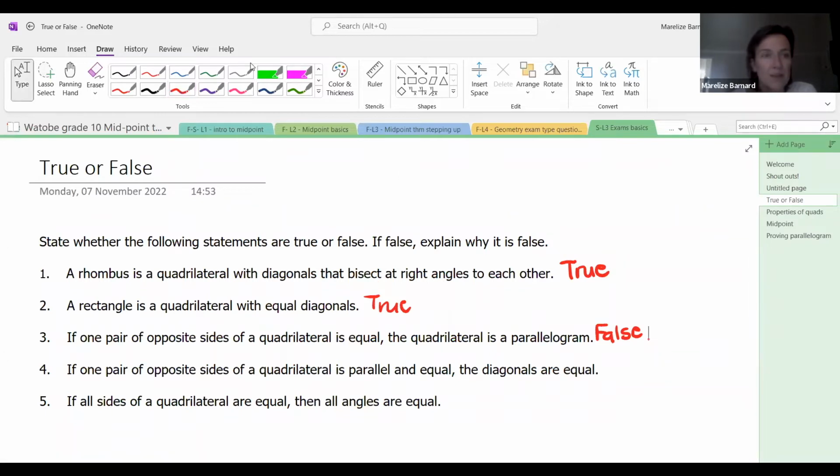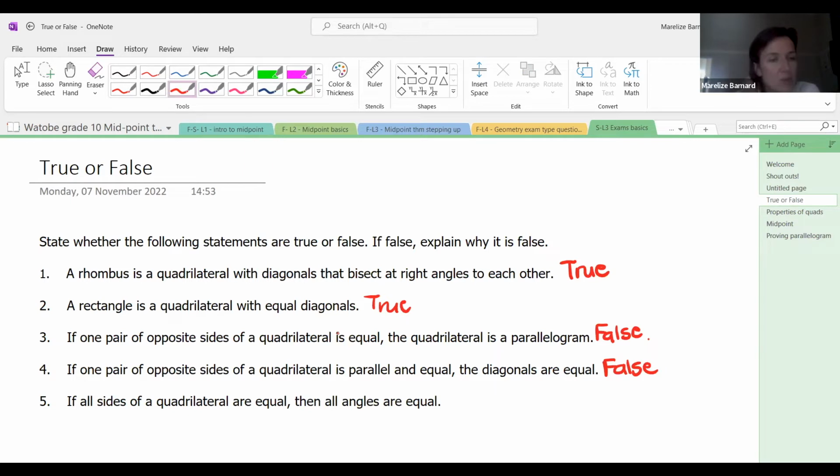No problem. Zoom user, we just need to change your name. Nyasha says that's false. Anyone else? Let's get some answers. One pair of opposite sides, parallel and equal. The diagonals are equal. I think that's false as well. It is only sometimes true. It's only true in the case of a rectangle, but it's not true for all quadrilaterals.